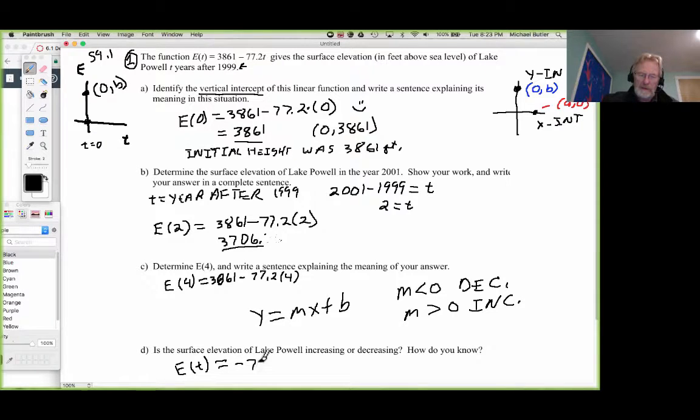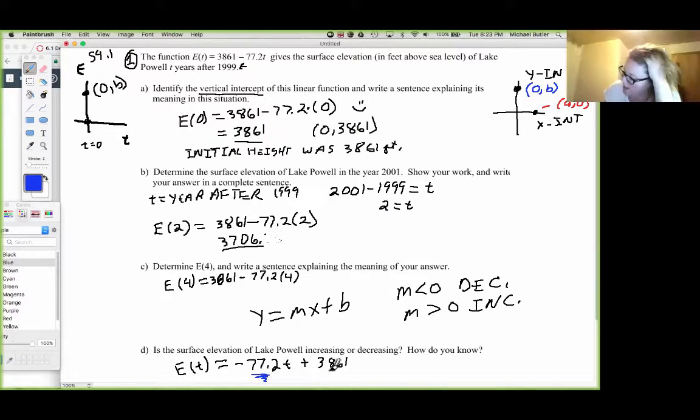Okay, so if we take our original E of t and we write it in that format, it's negative 77.2t plus 3,861. And you go, oh, but of course. That's m, isn't it? Negative. Yeah. It's negative, so we're decreasing, because it's negative.